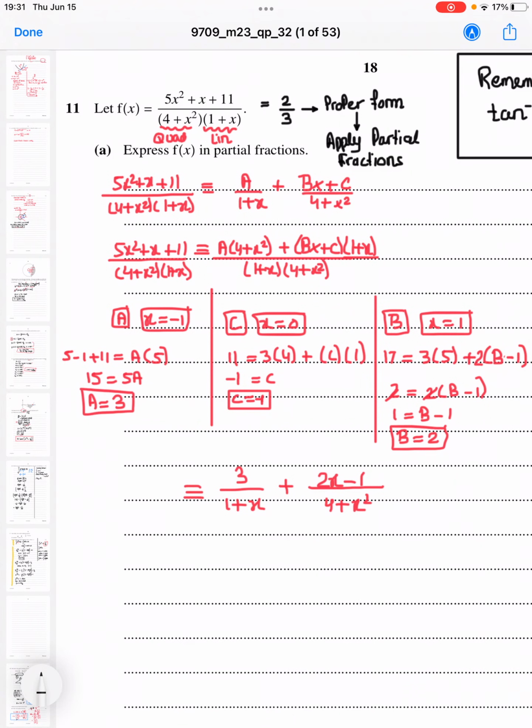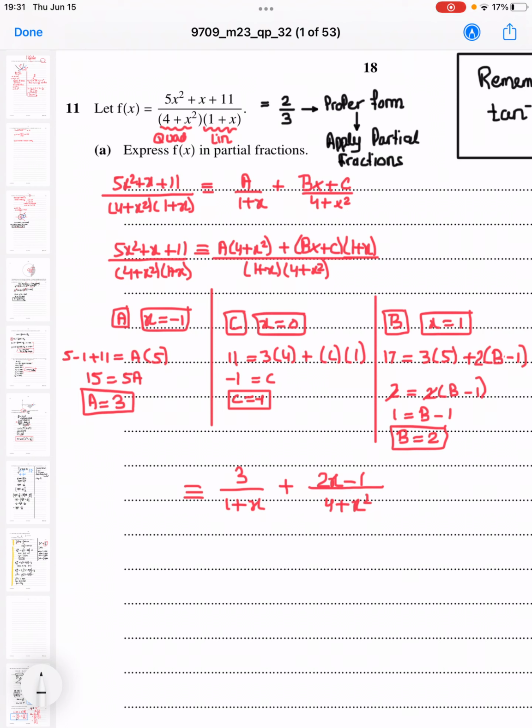So question number 11. Question number 11 is regarding partial fractions. It says that (5x squared plus x plus 11) over (4 plus x squared)(1 plus x). We need to express this in partial fractions. So one of the fractions is linear and the other is quadratic. So we can write it as A over 1 plus x plus (Bx plus C) over 4 plus x squared.